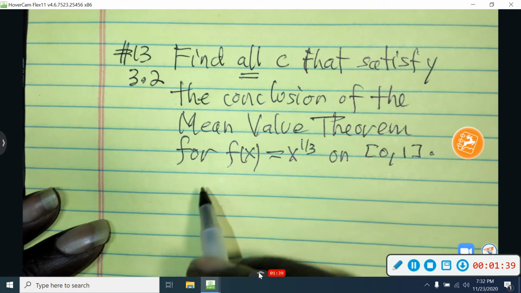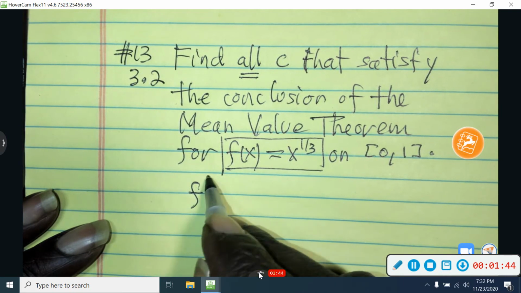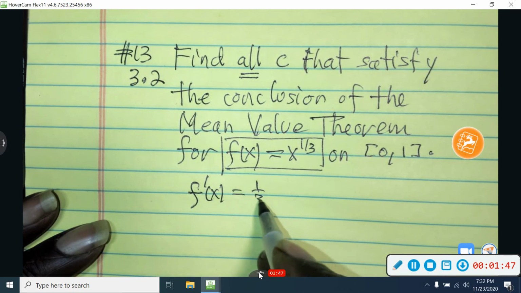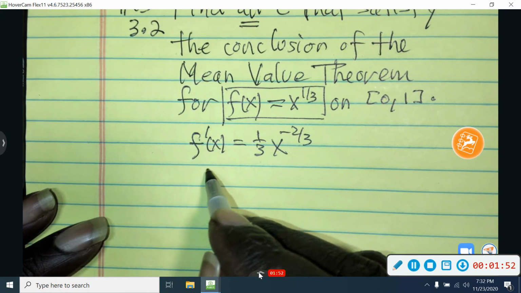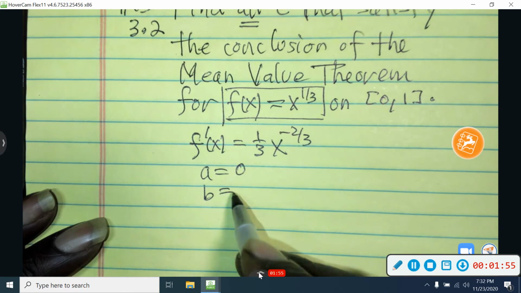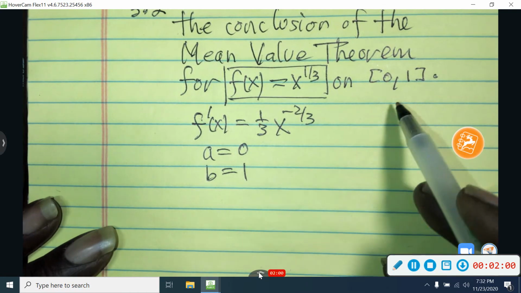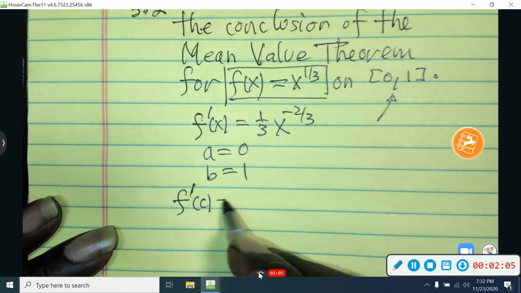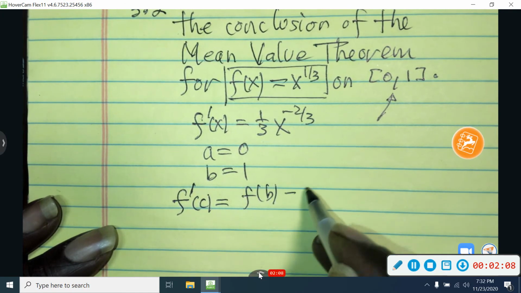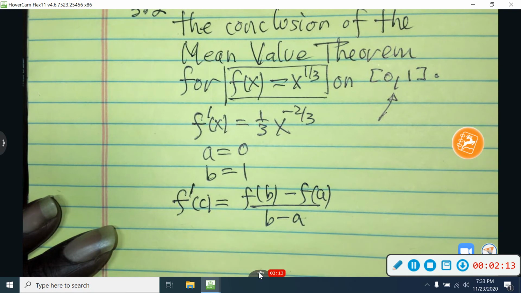Okay. So realize, here's your function. Let's take the derivative. F prime of x, it's just a power rule: 1/3 x to the minus 2/3. Realize that a is 0, b is 1. Remember what the mean value theorem says: there's a c in this interval so that f prime of c equals f of b minus f of a over b minus a. And so we just solve this equation for c, and we'll find all such c.